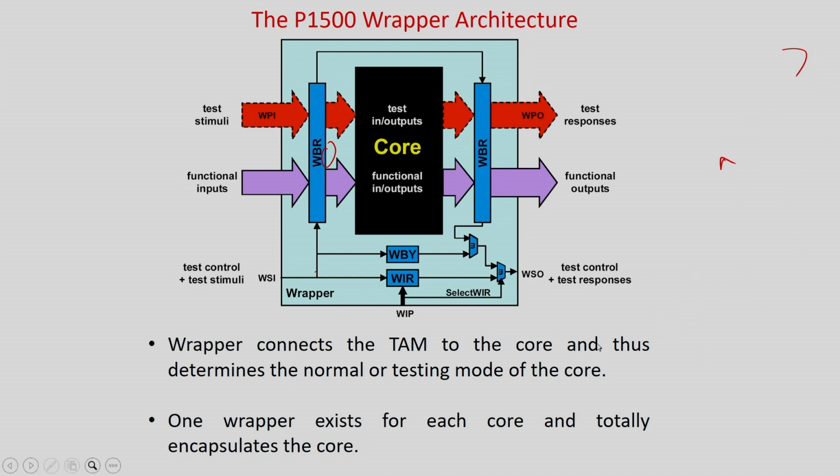So wrapper connects the TAM to the core and thus determines normal or test mode. One wrapper exists for each core and totally encapsulates the core. That is the idea. Before I tell you, there are two very important registers. One register is called the WIR, which is the instruction register. Here the instruction is very simple, just like a decoder.